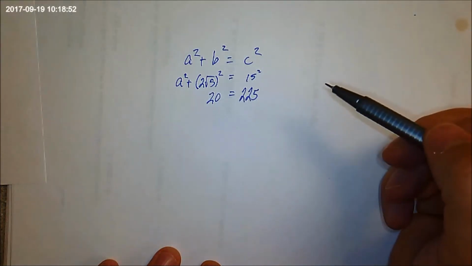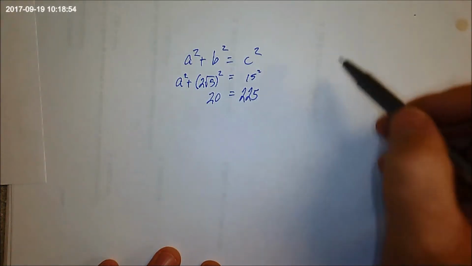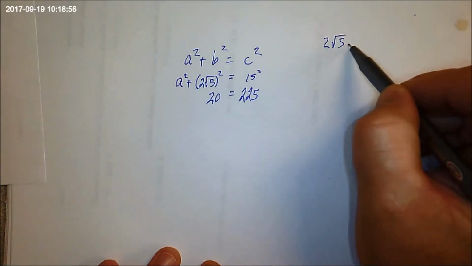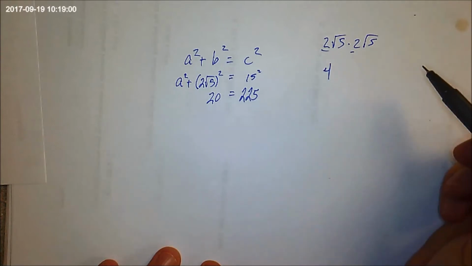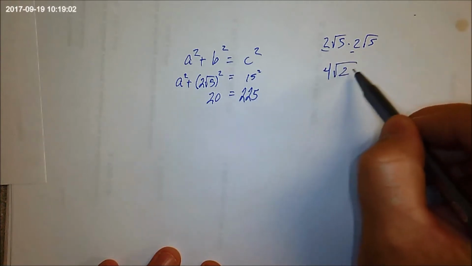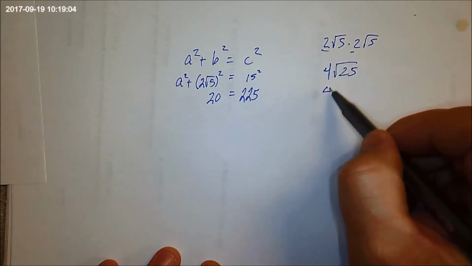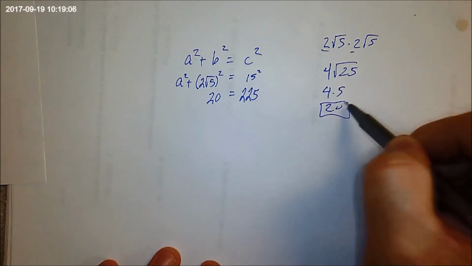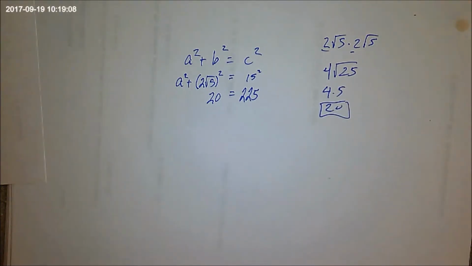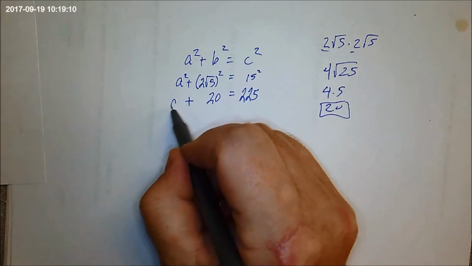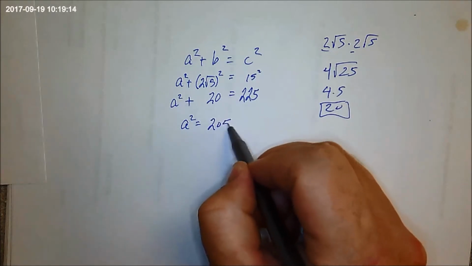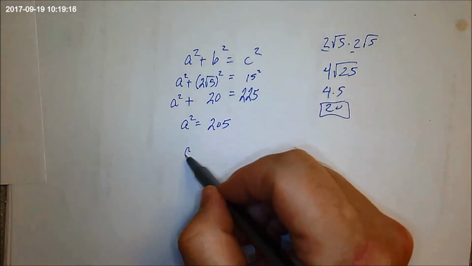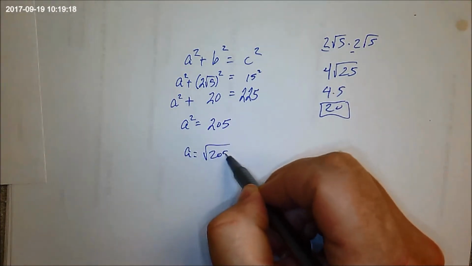20. 2 times the square root of 5 times 2 times the square root of 5. You multiply the rational numbers together first. That's 4. The irrationals make the square root of 25. That's 4 times 5. I think that's 20. Is that 20? Yes. I hope it's 20. Okay, so then A squared equals 205. Is that right? Yes. So A equals the square root of 205.